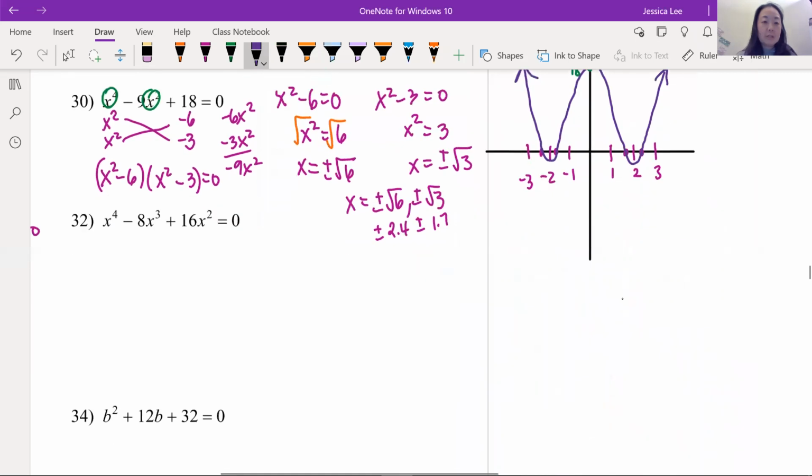And going on to the last problem for this kind, number 32, here it is. So again, if you notice right here, we always check, is there a GCF? And yes, there is. In this case, it's x squared. So x squared, factor that out. So all we have left is another x squared minus 8x plus 16 is equal to 0.